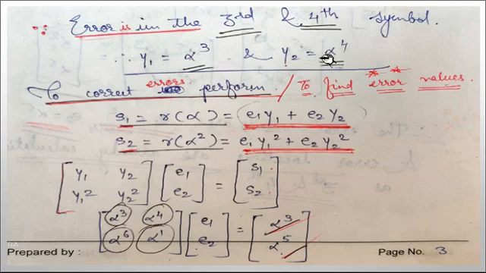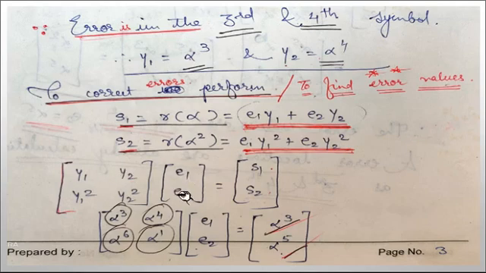Now to correct these errors, we need to go for certain operations over here. These equations will be written in a slightly different way in the case of RS decoding. It will be written like S1 is equal to R of alpha, which is E1 Y1 plus E2 Y2, and S2 is equal to R of alpha square, which is E1 Y1 square plus E2 Y2 square. This is quite a non-linear equation which we are going to solve over here. Now to represent all these equations in terms of a matrix, this is what the matrix will do.